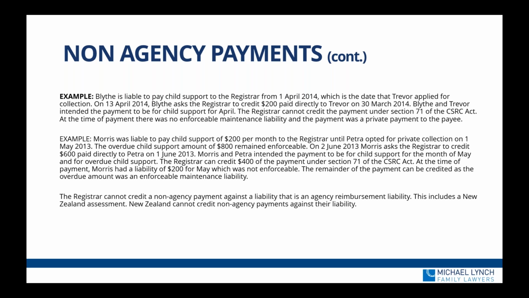And that's because at the time of their payment, there was no enforceable maintenance liability, and the payment was a private payment to the payee. So because that payment was made on the 30th of March 2014, but yet the period was from the 1st of April 2014, it fell outside the scope. So that's an important note to say, make sure you look at when the payments are made and when you will make the payment, because that payment could have been made on the 2nd of April, and then they would have had the non-agency payment recognised.